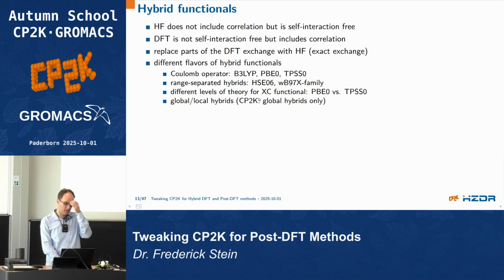Depending on the level of theory, as I've mentioned, there are also different kinds of hybrid functionals available. So PBE0, which is based on the PBE functional, is a second rung functional, compared to TPSS0, which is based on the TPSS functional, which is on rung 3. Just to mention that there exist the concepts of global and local hybrid functionals. In CP2K, we only have global hybrid functionals. Local hybrid functionals basically have not a global scaling factor, but a local scaling factor. But that's not available in CP2K as of now.